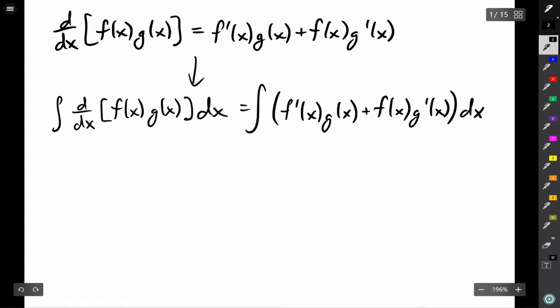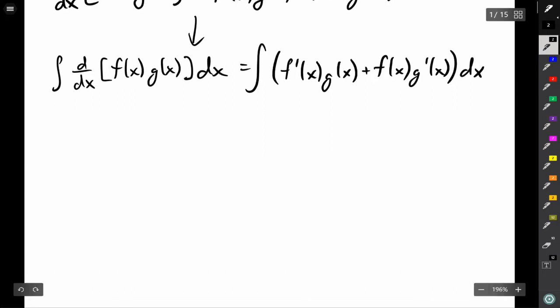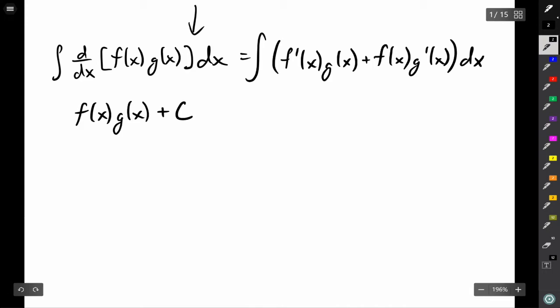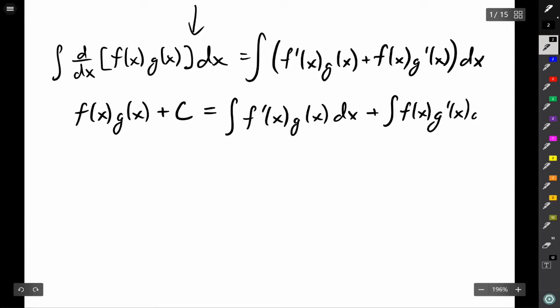Okay? Now, this is going to look maybe a little underwhelming at first, but what we're going to do over here is integrate this side. So this just becomes f of x, g of x, and then I'm going to write the plus c here. Right? Now on this side, all I'm going to do is split up this integral into two pieces. So the integral of f prime of x, g of x, dx, plus the integral of f of x, g prime of x, dx.